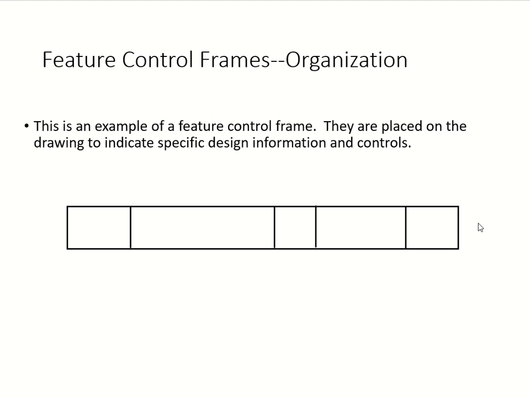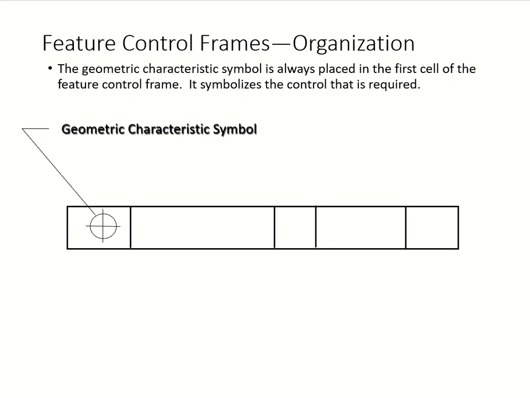This is called a control frame, and it's placed on a drawing so you can see the design information and controls organized. The very first thing we put is the geometric characteristic symbol, right here in our first box. In former terms, they used the term first cell. We just call it a box, the very first box, which is this one right here. It's called a cell because it is in the form of a table, a little table.